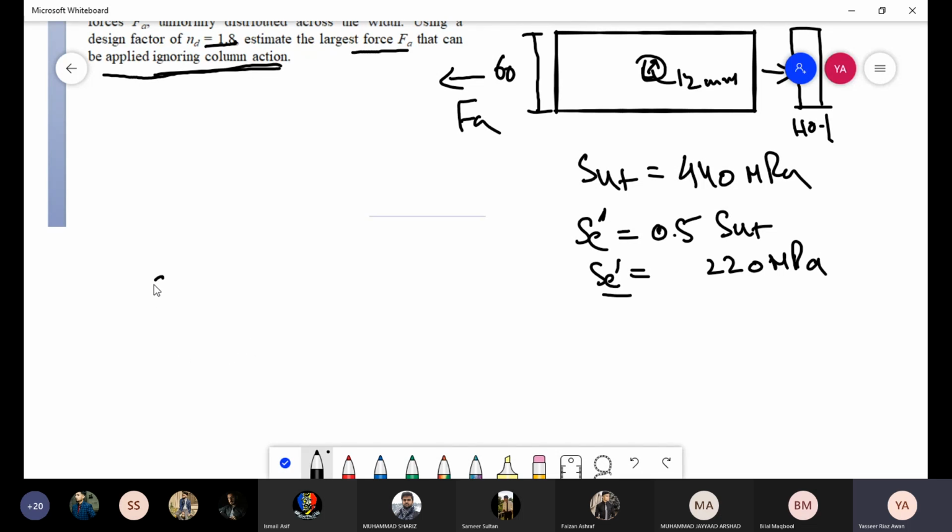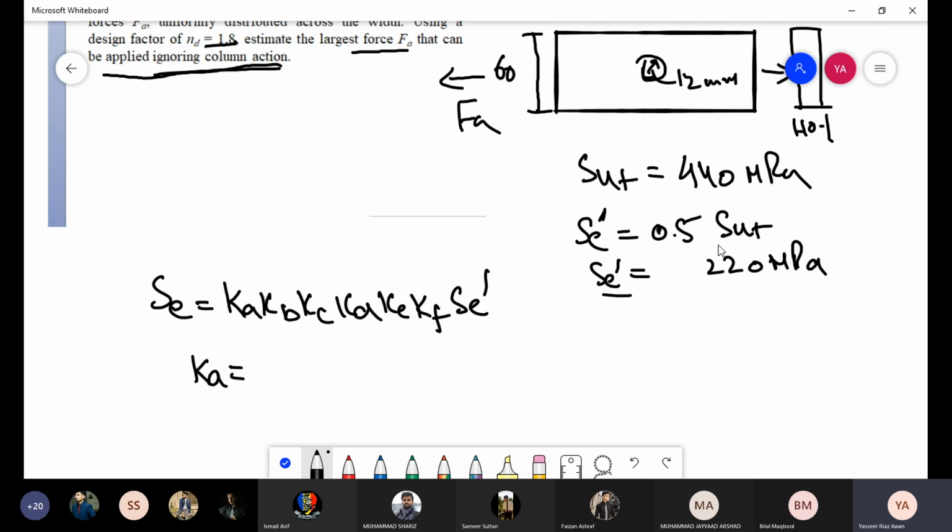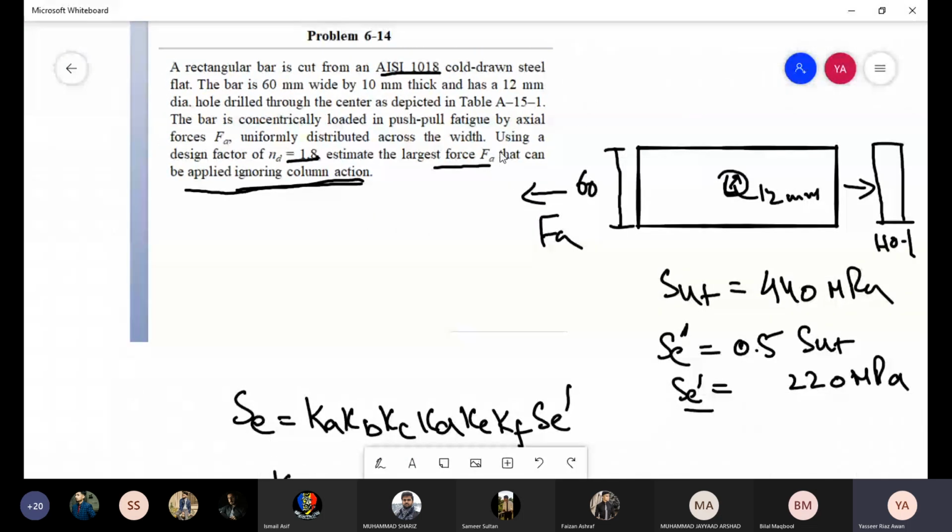So the actual specimen endurance limit would be reduced from this by using this Marin equation. Starting with Ka, that is the surface factor. So that takes into account the difference between the polished specimen of the rotating beam test and the actual specimen. So our actual specimen is cold drawn.